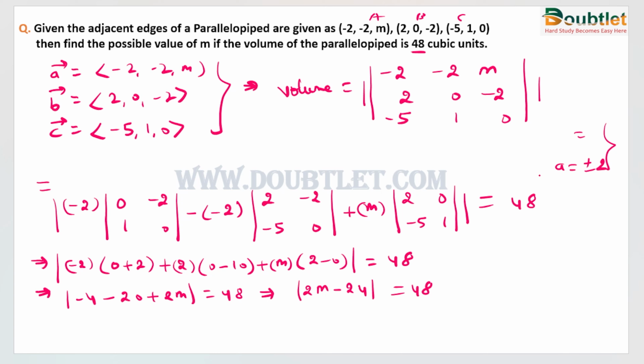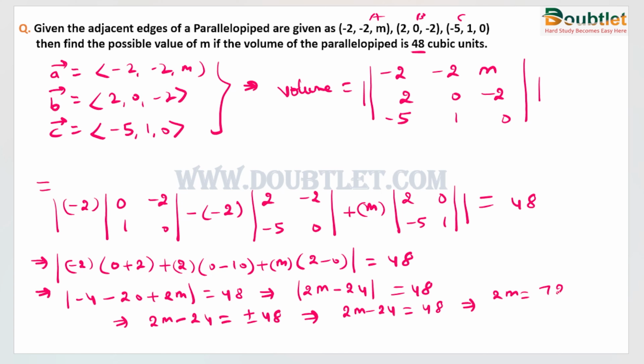If we remove the modulus from here, we will get two cases. So 2m minus 24 is equal to plus minus 48. In the first case, 2m minus 24 is equal to 48, then 2m is equal to 72. So m value is 36. And if 2m minus 24 is equal to minus 48, 2m is equal to minus 24. So m value is minus 12. So we have got two values of m. m can be minus 12 or 36.